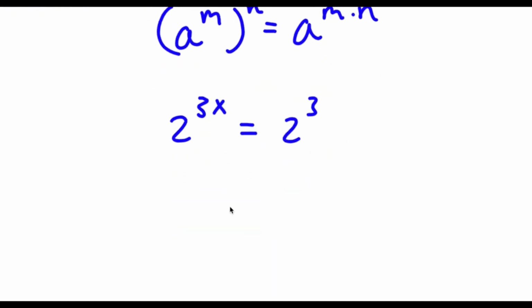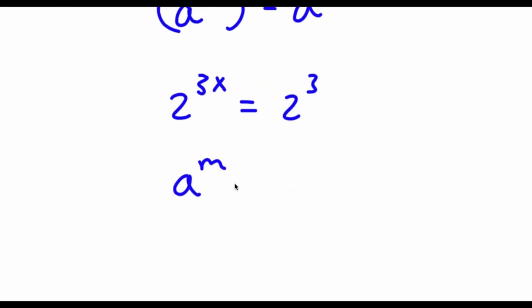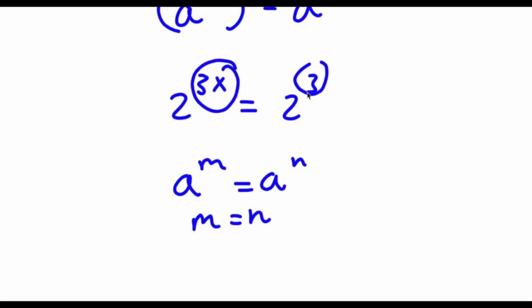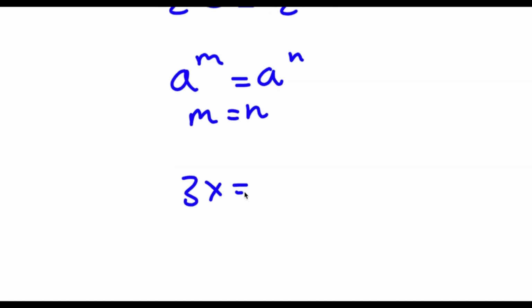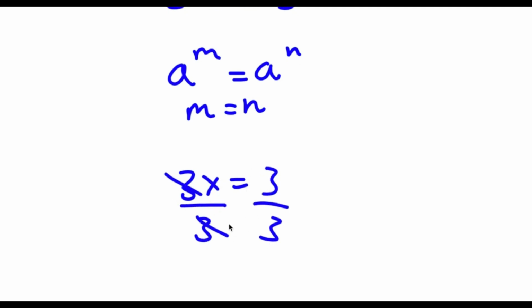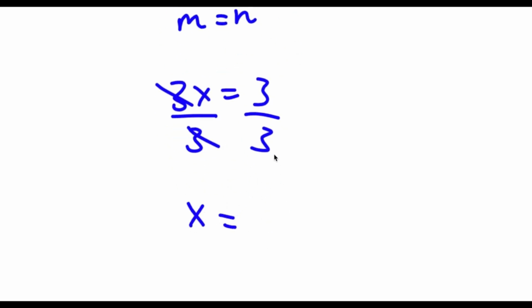Which is equal to 2 to the power of 3. Now, if I have something in the form a to the power of m is equal to a to the power of n, this means that m is equal to n. So in this case, 3x is equal to 3. So to solve this, I'm going to divide both sides by 3. These two cancel out. Now I'm left with x is equal to 3 divided by 3, which is 1. So this is my answer.